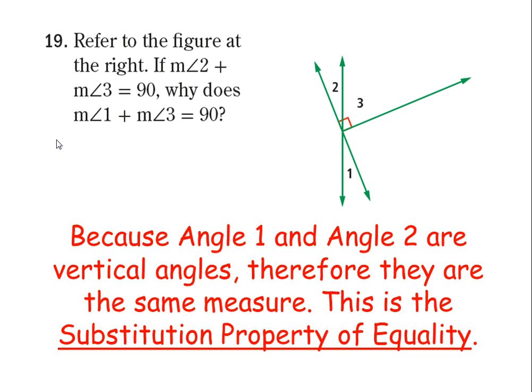Well, we know angle 1 and angle 2 are vertical angles from the picture, and therefore they're the same measure because that's what vertical angles are. So what says that we can replace this 1 with this 2 is the substitution property of equality. Since we know that 1 and 2 are the same, it's okay for us to substitute 1 in for 2, and we still get something that makes sense, something that still adds up to 90, because 1 and 2 are the same thing.